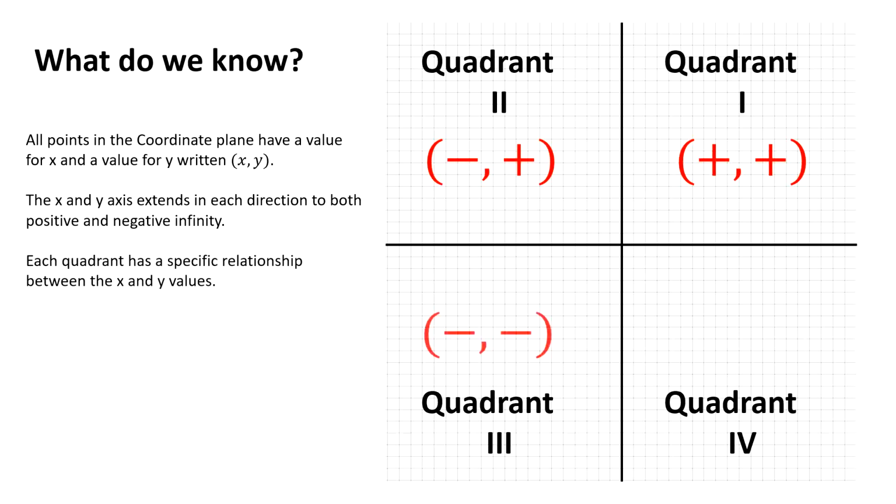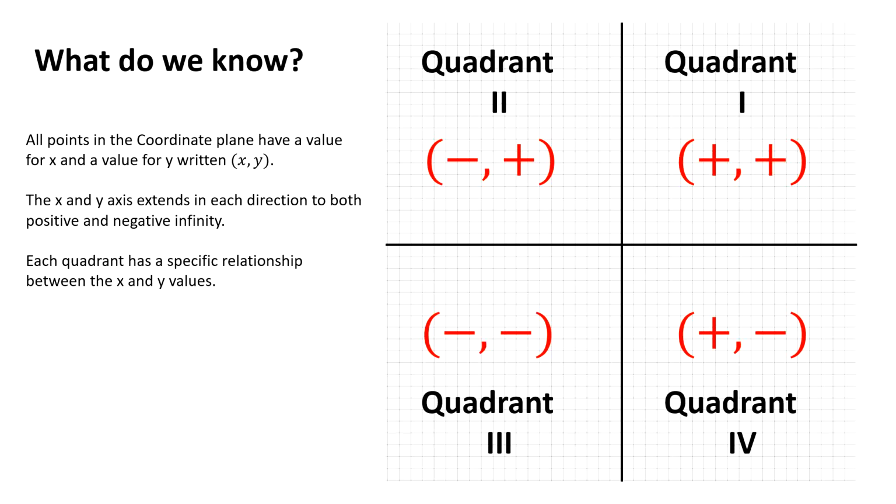Each quadrant has a relationship between the x and y value. Quadrant 1, both values are positive. Quadrant 2, the x value is going to be negative. The y value is positive because we're on the left side of the origin, the left side of 0. You want to talk about it and think of it.